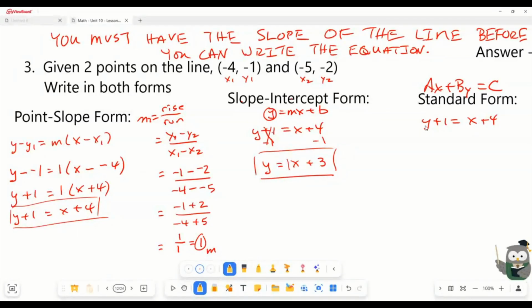X is on the right, y is on the left. That doesn't look like that. This has got to go over there. We don't have any constants over here. This has to go over there. So plus 1, subtract 1.